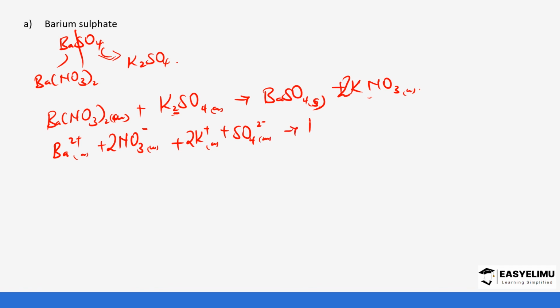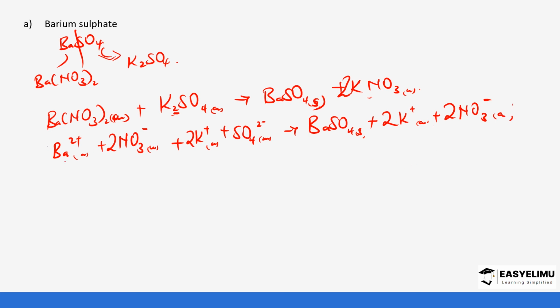Barium sulfate is in solid state, so we do not separate it into ions. Plus 2 potassium ions, you can see the balance coefficient, plus 2 nitrate ions because the 2 applies also for the nitrates. And then next we cancel the spectator ions.